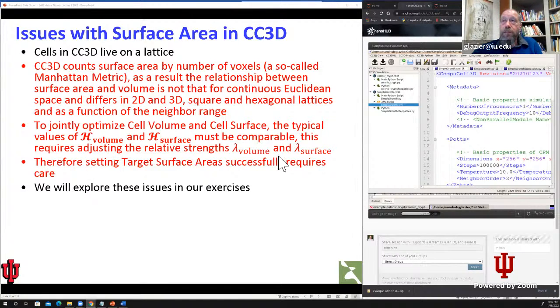Okay. One thing, as I mentioned, that we'll have to deal with in the surface area is that you're on a lattice, and so the counts of surface area are not quite the counts you would get in the real world because you have stair stepping because of the lattice.